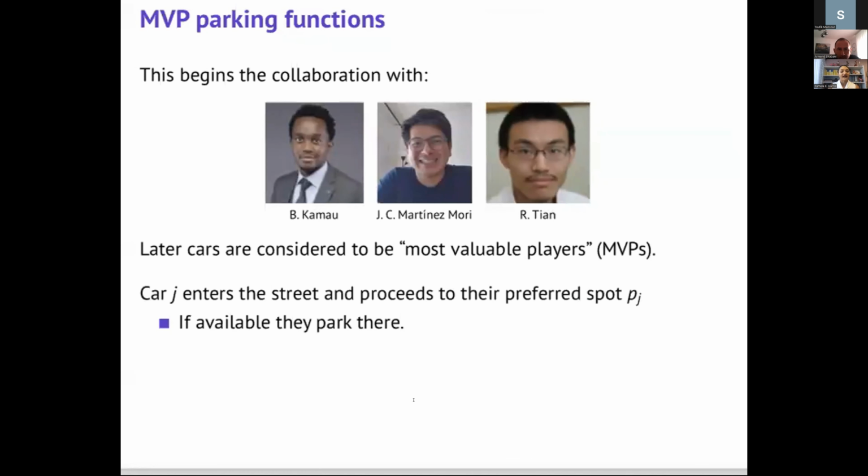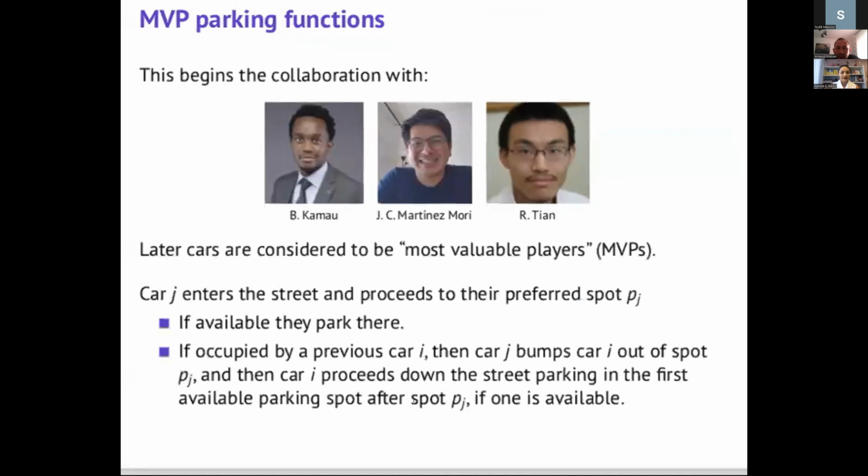Suppose a car J enters the street and, as always, proceeds to its preferred spot, p sub j. Of course, if available, you'll park there. However, if it happens to be occupied, that means that a car earlier in the queue took your preferred spot. In the MVP parking function, we're going to take car J, and it's going to bump whatever car was in its preferred spot, and then car I proceeds down the street to find the next available parking spot, of course, if one is available.